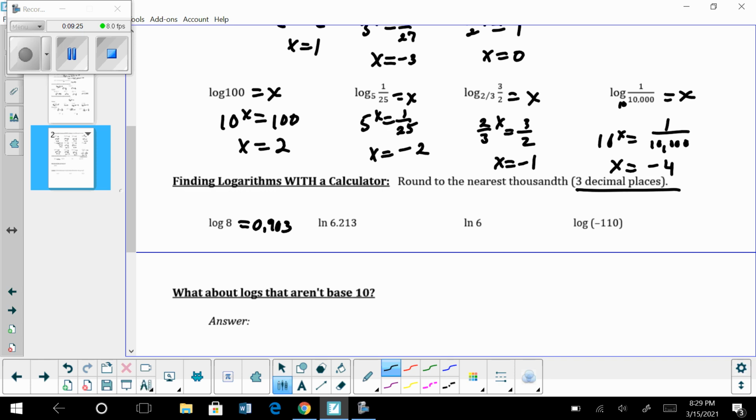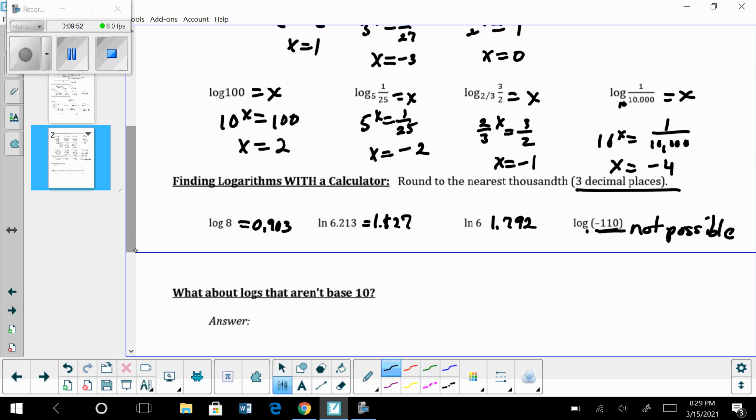Okay, and then this one would be 1.827. This one is 1.792. And this one is not possible. You cannot take the logarithm of a negative number. In logarithms, you can't have a negative here, and you can't have a negative base. You can have a negative exponent that it's equal to, but you can't have a negative there or there.